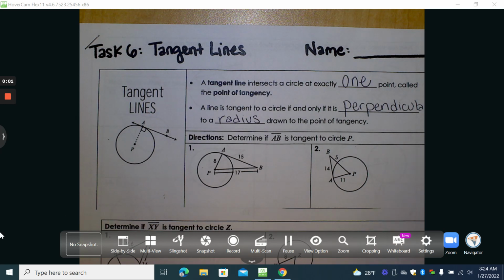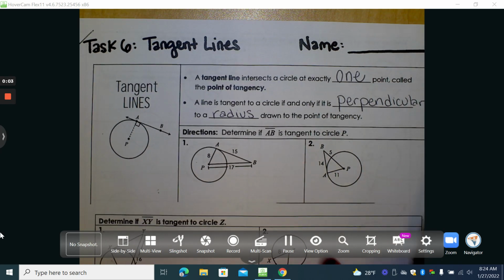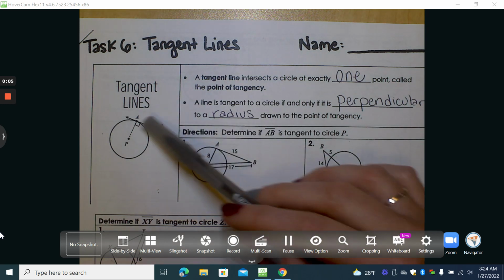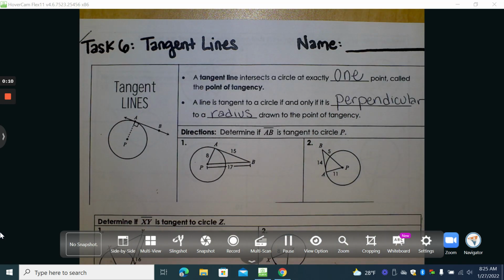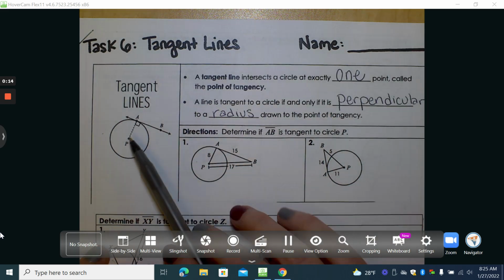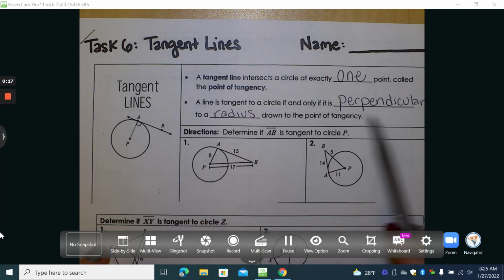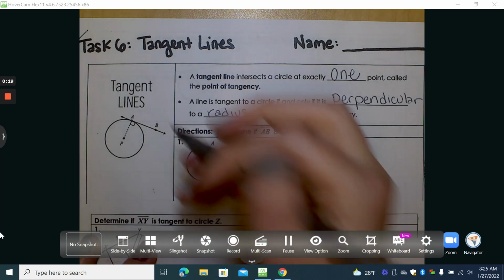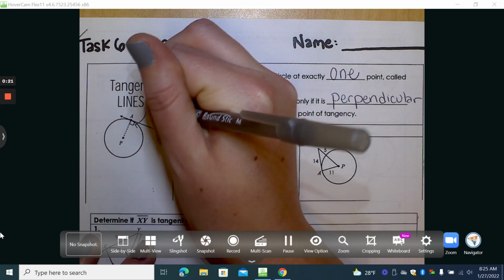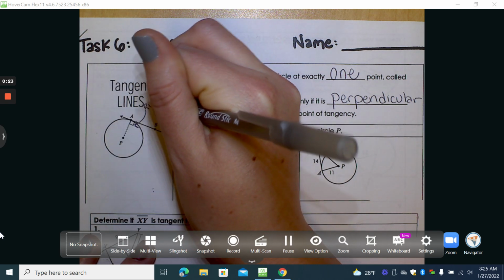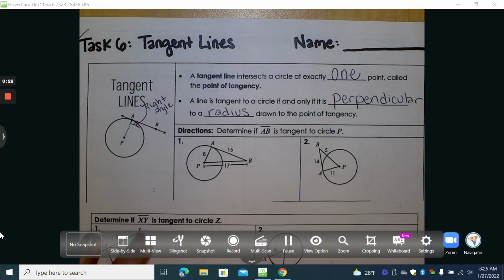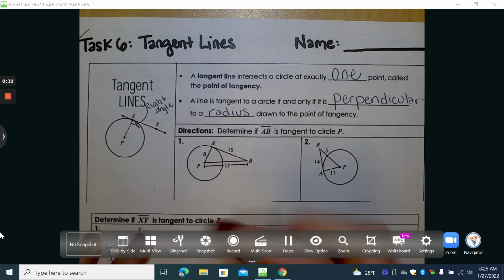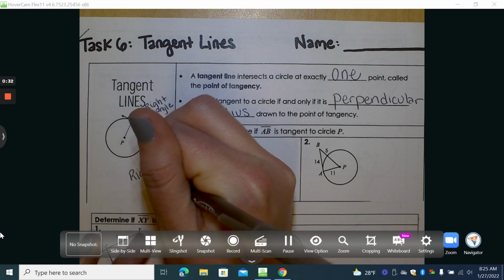All right, welcome to task 6. We're going to be focusing on tangent lines, lines that essentially intersect a circle just at that one single point of tangency. Now, one specific rule about tangent lines is that it is going to be perpendicular to the radius. In other words, I'm going to have this right angle here. And since I have a right angle, I'm going to be able to draw some right triangles.